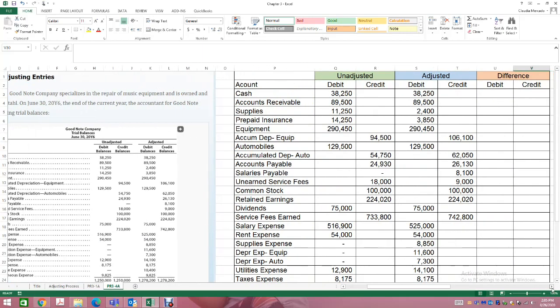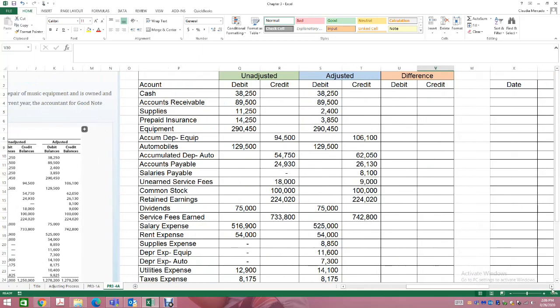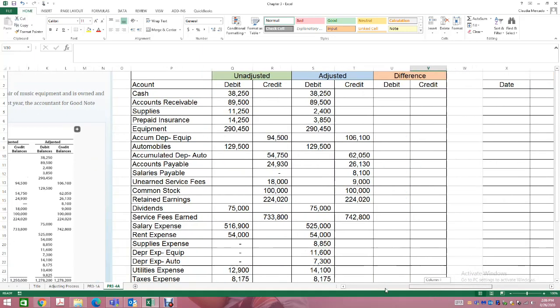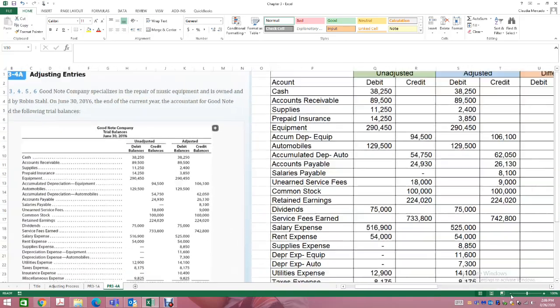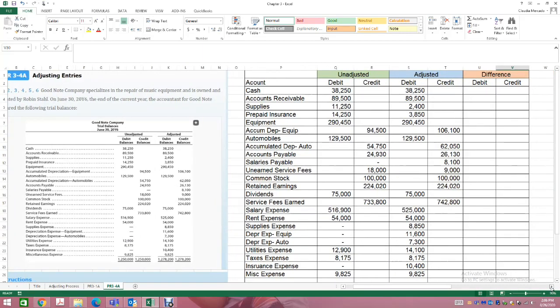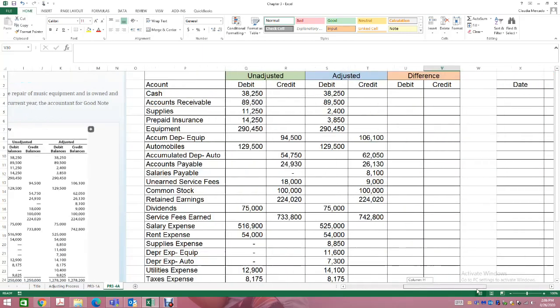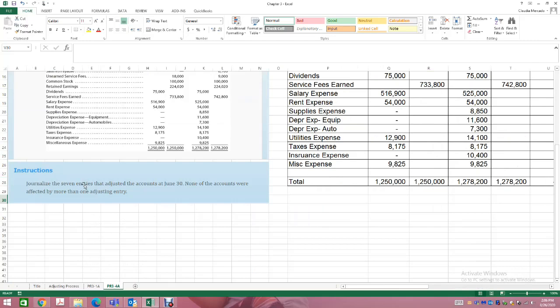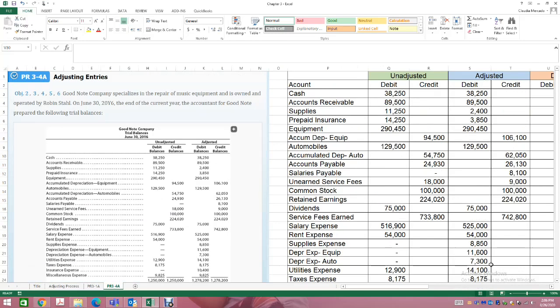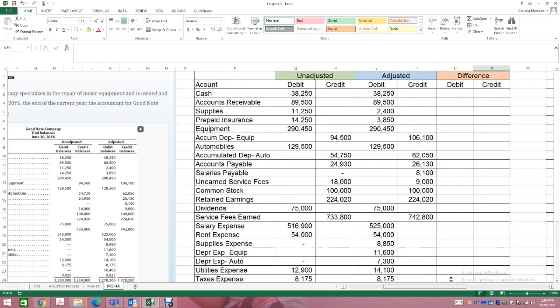Now what I did is I went ahead and copied all of that information into an Excel spreadsheet. I just copied and pasted this information over here, and now I have my unadjusted and my adjusted balances. What did they want us to do? Journalize the 7 entries. So we just have to figure out what adjustments need to be done at the end of the period and what adjustments need to be recorded so we can update our books.